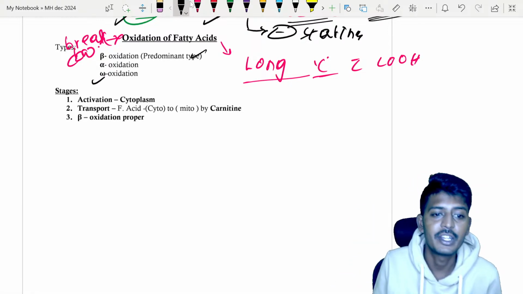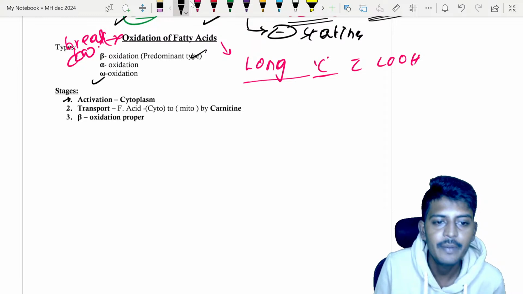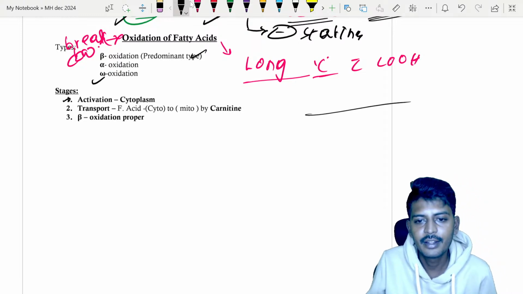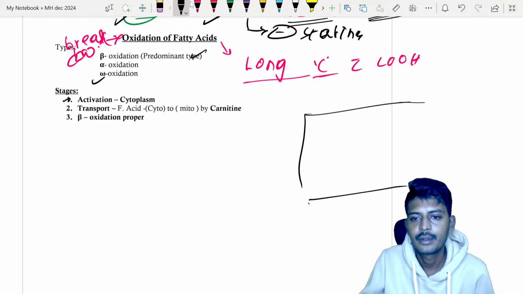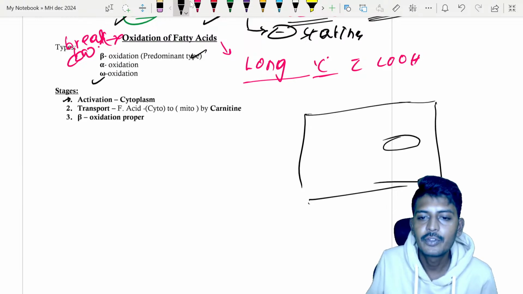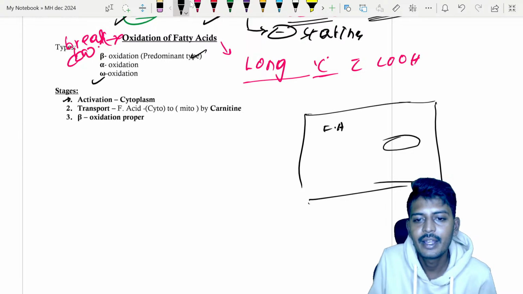So this beta oxidation includes the stage of activation. Consider this is one cell. In the cell we have mitochondria. So first, what will happen? Fatty acid is present where? In the cytoplasm.